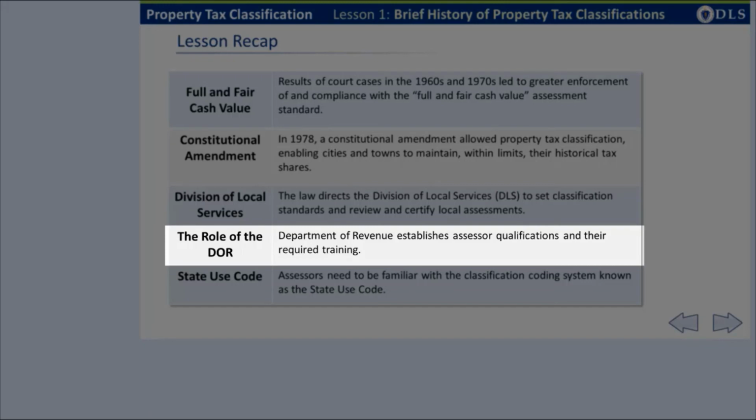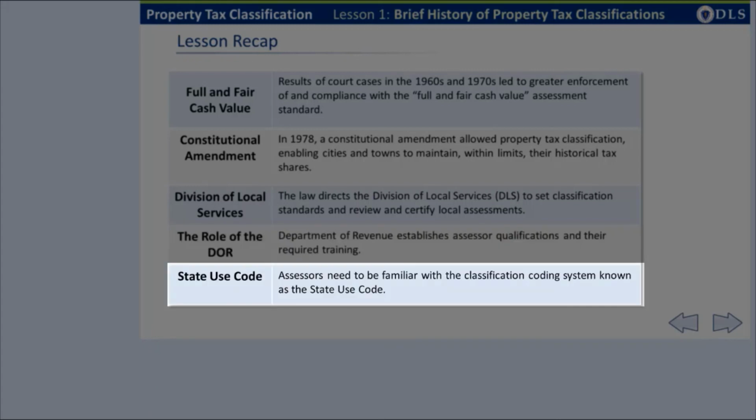Department of Revenue establishes assessor qualifications and their required training. Assessors need to be familiar with the classification coding system known as the State Use Code.